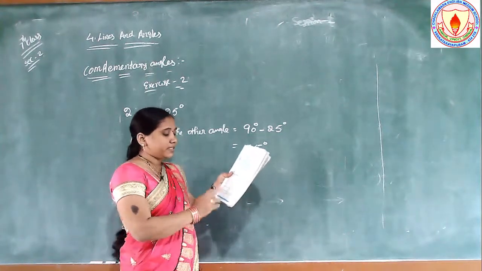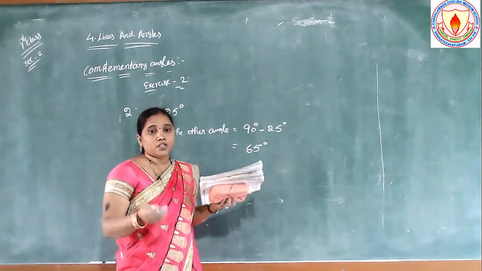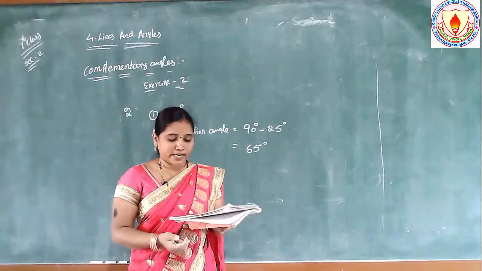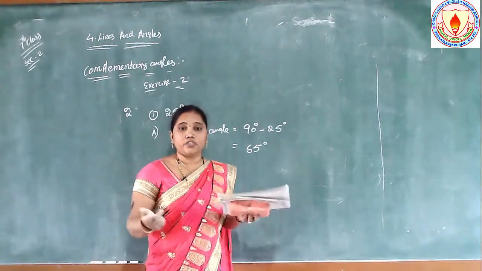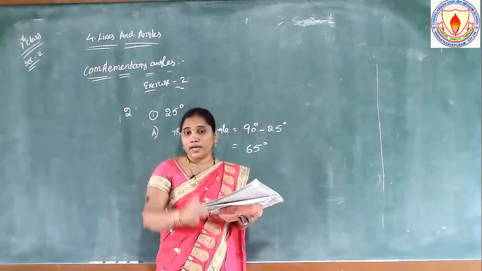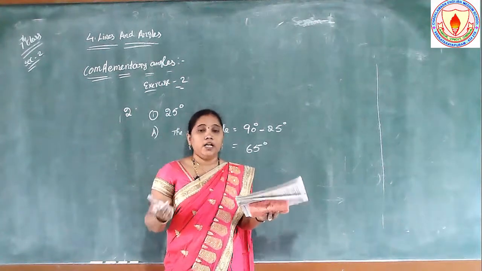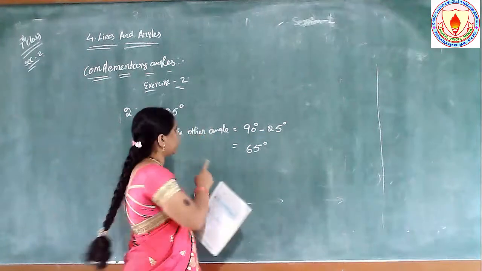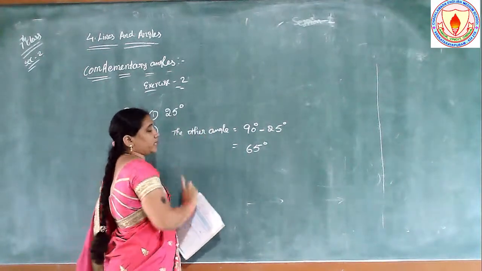See the second Roman also, 40 degrees. So 90 minus 40, we get 50. So the other angle is 50 degrees. Similarly, 89: 90 minus 89, we get 1 degree. 1 is also an angle. So the other angle is 1 degree. Like that you have to complete the second Roman. So this is the example of how to do the second Roman.